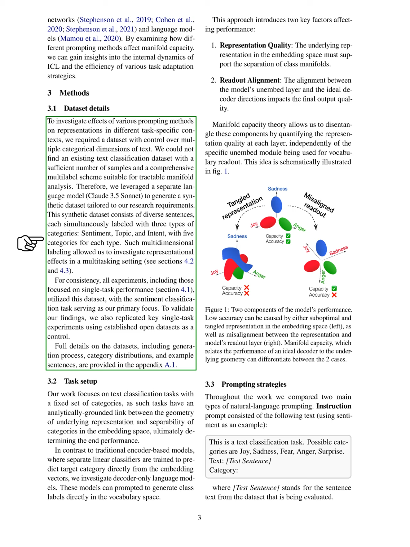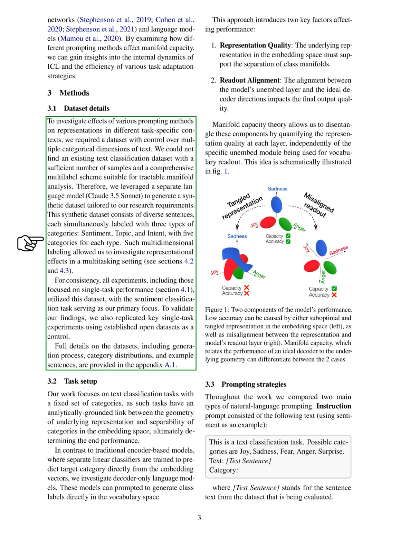appendix. Our research centers on text classification tasks with a fixed set of categories, as these tasks have a clear connection between the geometry of representations and the separability of categories in the embedding space, which ultimately affects performance. Unlike traditional encoder-based models that train separate classifiers for each category, we focus on decoder-only language models. These models can be prompted to generate class labels directly from the vocabulary.